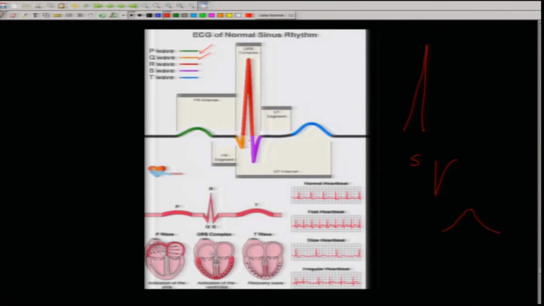In a normal heartbeat, it is like this. In a fast heartbeat, it's like this. In a slow heartbeat, it's like this. And in an irregular heartbeat, you do not see a pattern. So this is the one which worries a doctor the most whenever you see an irregular heartbeat.